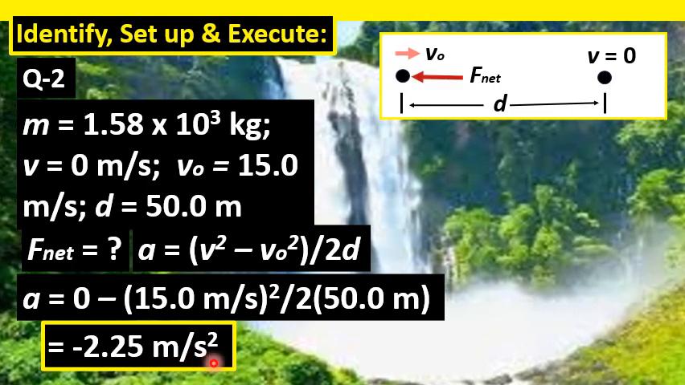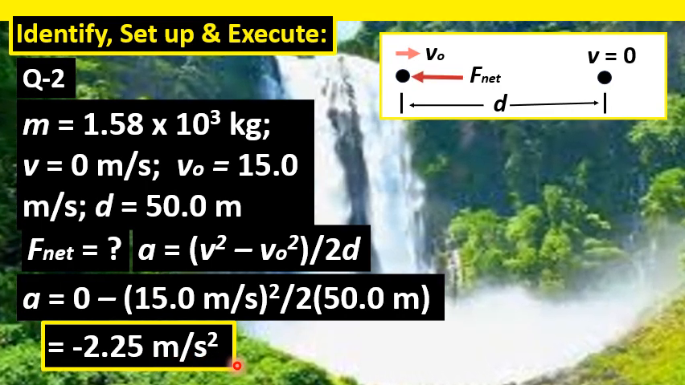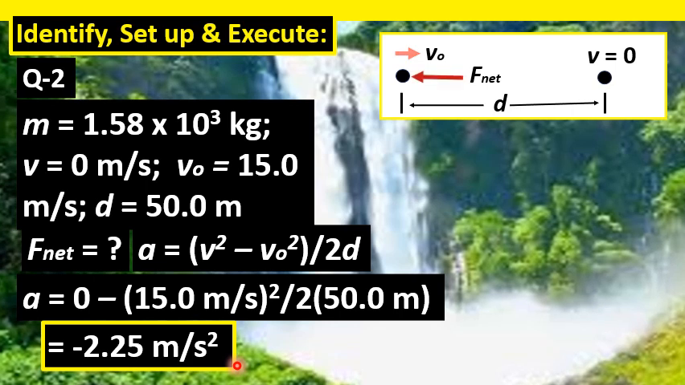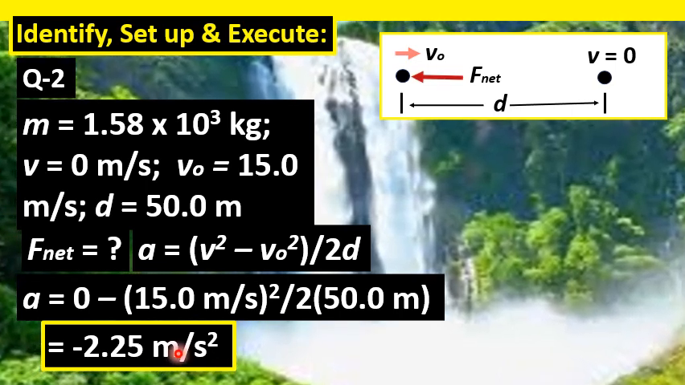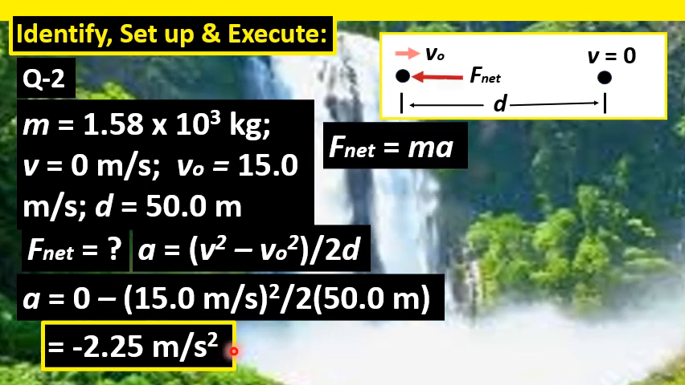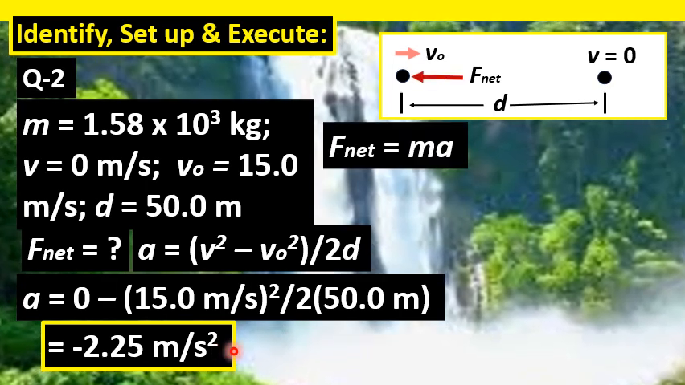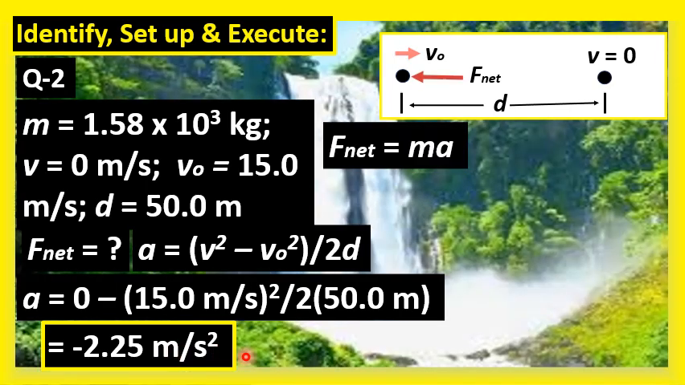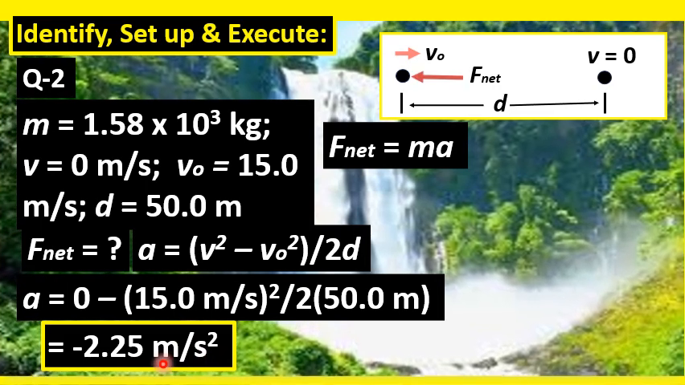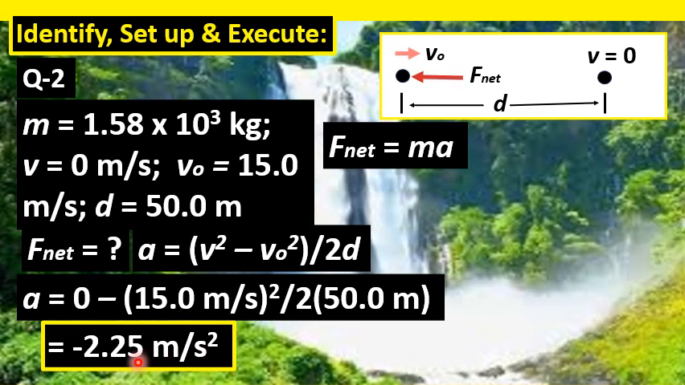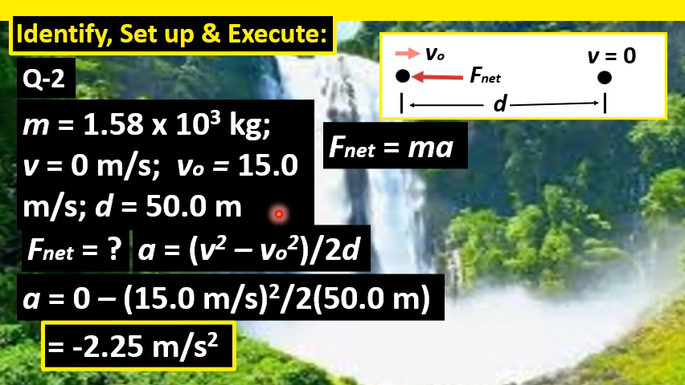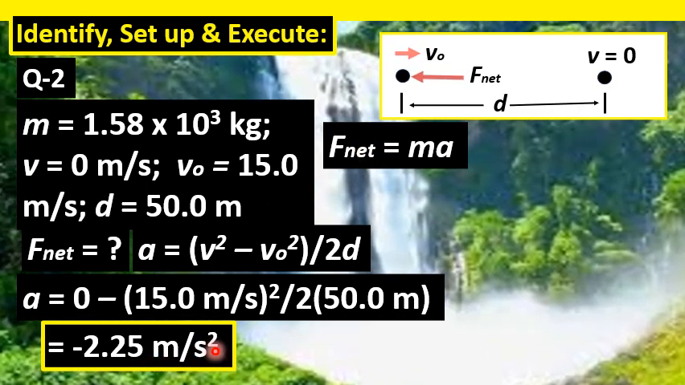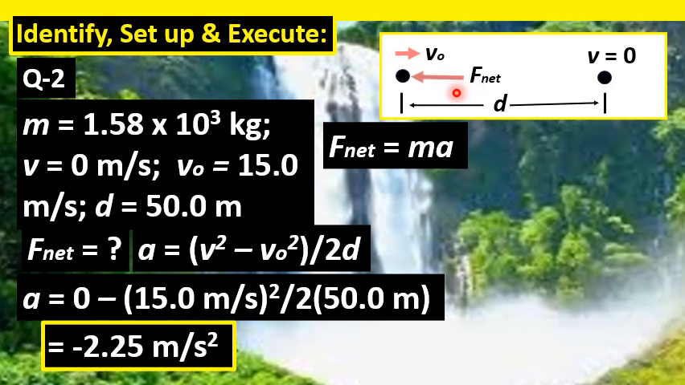per second squared. As expected, it has a negative sign because this acceleration, commonly called deceleration, means that the car is slowing down. So it is directed opposite to the motion of the car, just like the direction of the net force.